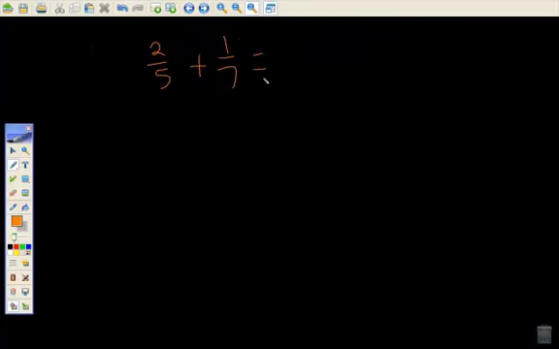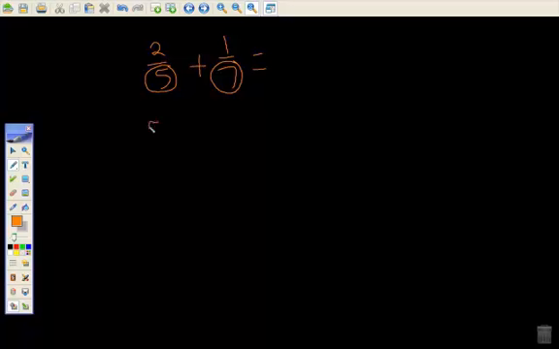Alright, let's say we have this problem, 2/5 plus 1/7. Well, the first thing I would want to do is to look at my denominators, and I notice they are not the same. So that tells me I've got to use LCD. LCD is the process of writing down the multiples until I see a multiple that's the same.